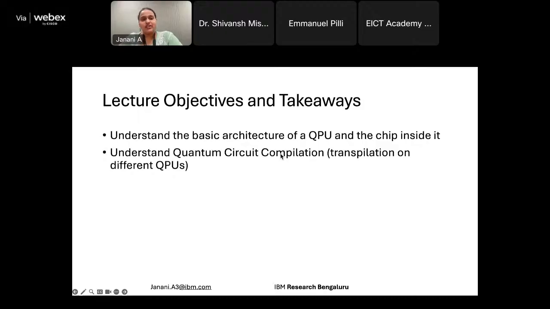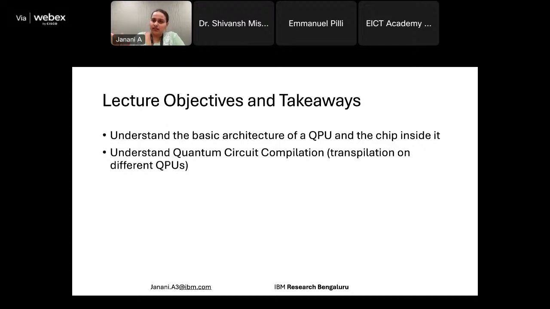So, what are the lecture objectives and takeaways? I would say there are two main objectives. One is to understand the basic architecture of a QPU and whatever chip is inside it. What is the advancement that we are making as time goes? We come out with new hardware. Building a quantum computer means you have to build the components which make the quantum computer, and the main component would be the chip inside it. So we will understand the basic architecture of what makes a QPU and the chip inside it, and basically the journey that has been going on so far.